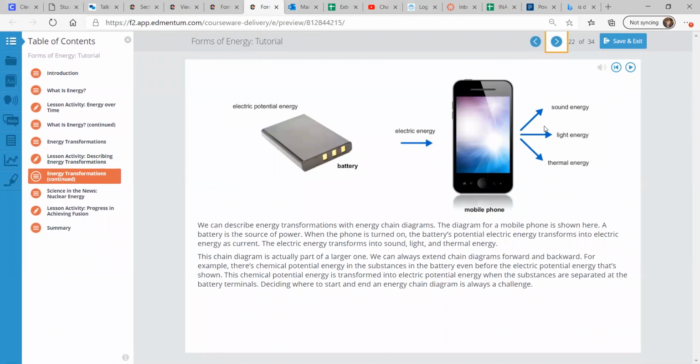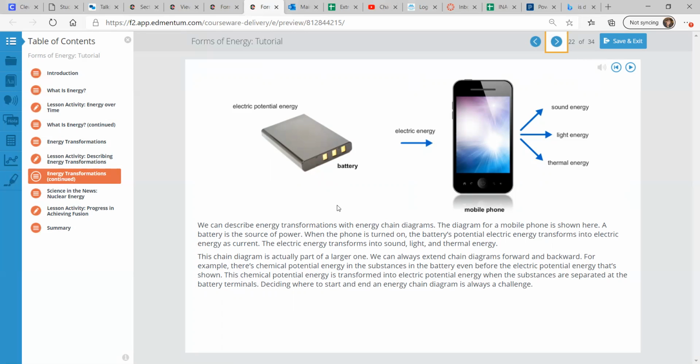And then we continue with looking at the transformation of energy. We can describe energy transformations with energy chain diagrams. So look at this type of diagram. You have a battery, and that is your source of power.